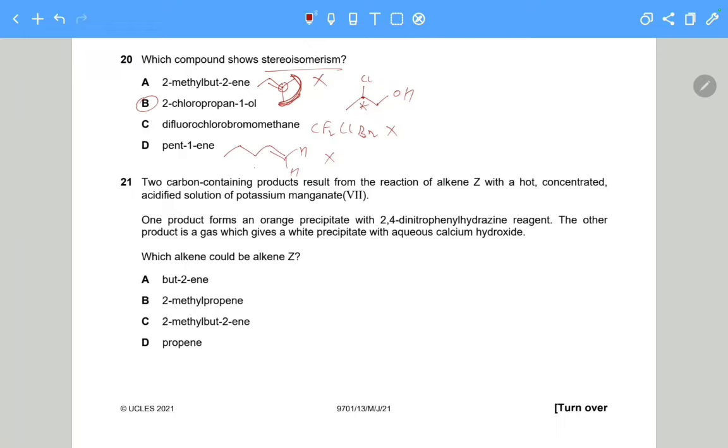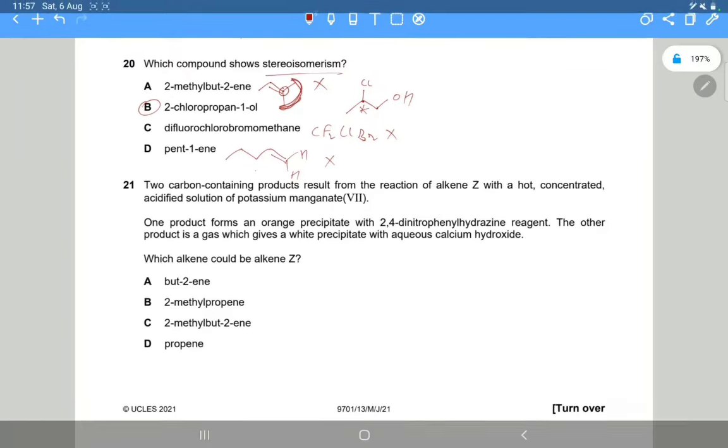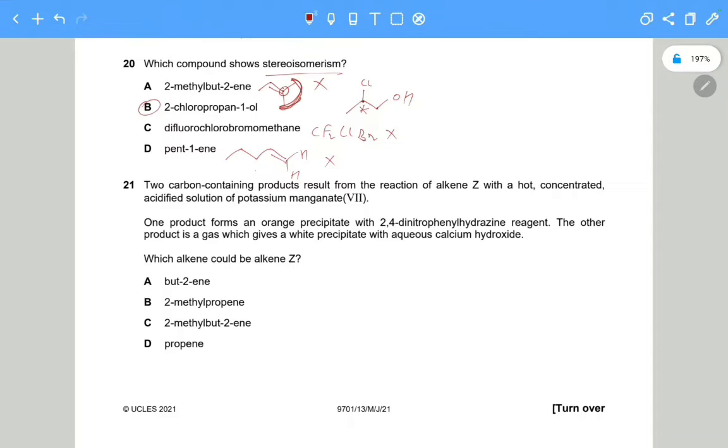Question 21. 2 carbon-containing products result from the reaction of alkene Z with hot concentrated acidified potassium manganate. One product forms an orange precipitate with 2,4-dinitrophenylhydrazine reagent. The other product is a gas which gives a white precipitate with aqueous calcium hydroxide. So orange precipitate with 2,4-dinitrophenylhydrazine, underline this because this means that it is either a ketone or an aldehyde. So it's a carbonyl compound, and the other product is a gas which gives a white precipitate with aqueous calcium hydroxide.